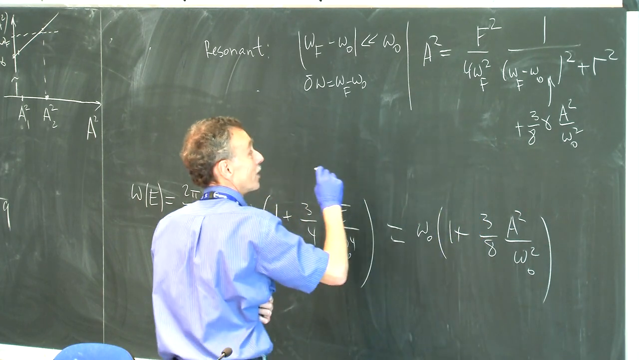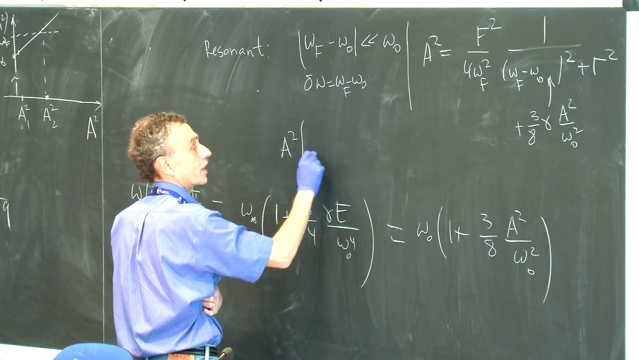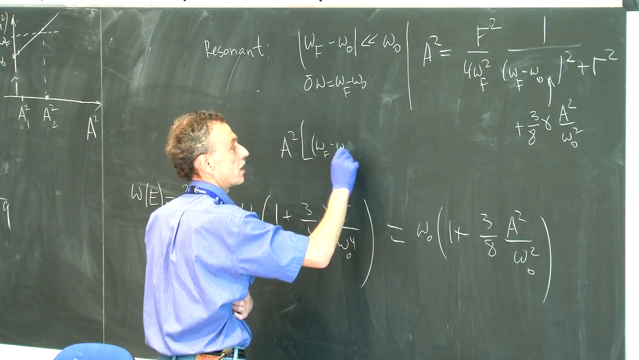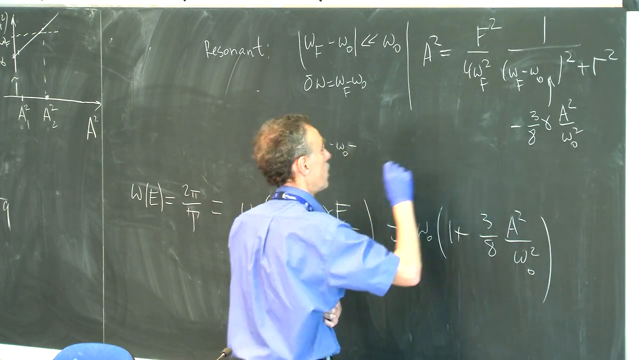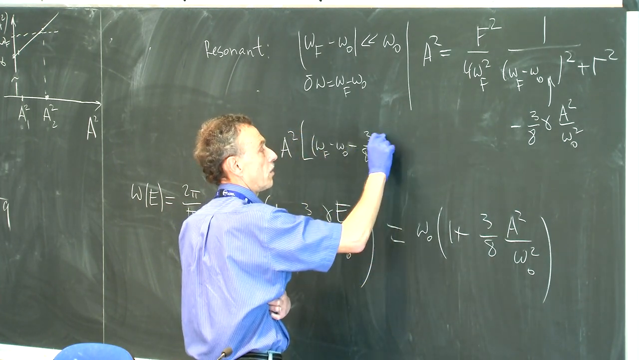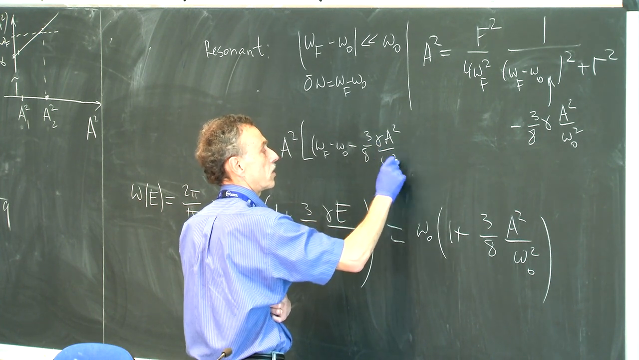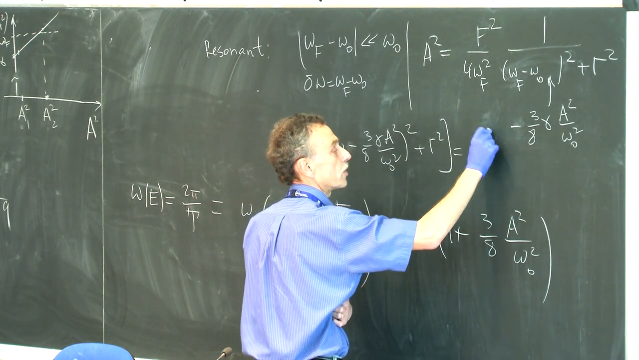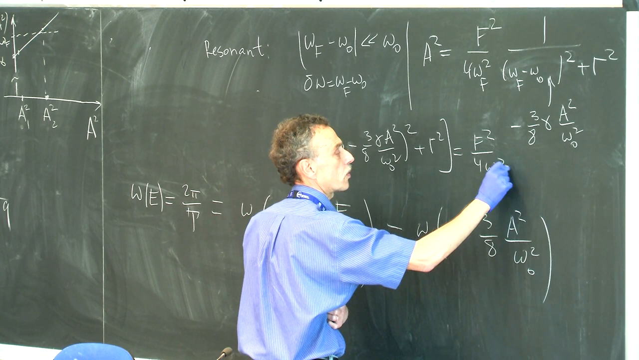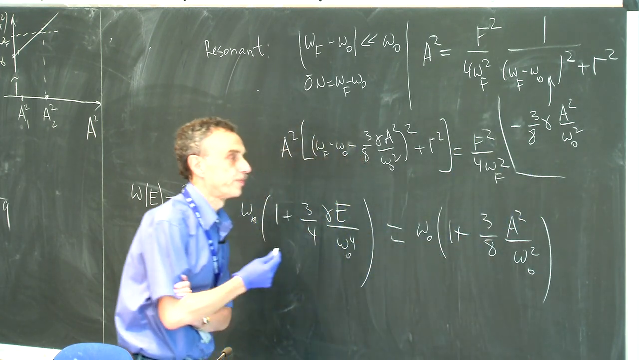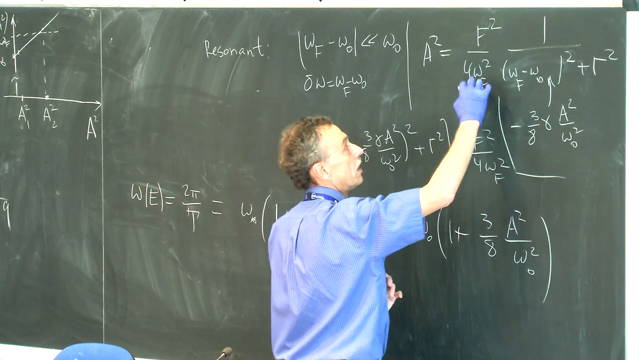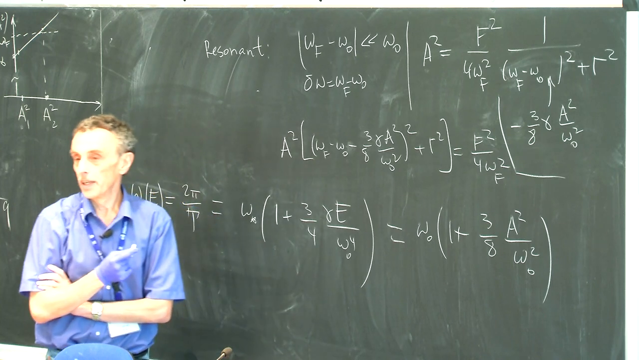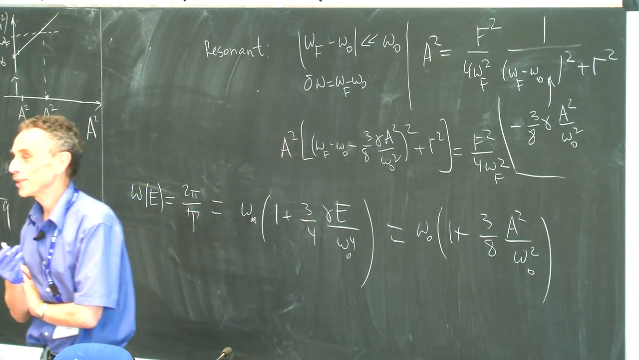So let me rewrite it because I know that sometimes it is confusing. A squared times [omega f minus omega naught minus 3/8 gamma A squared over omega naught] squared plus gamma squared is equal to F squared over 4 omega f squared. So I just multiplied A squared by the denominator, and voila, I have an nth order equation for A squared.